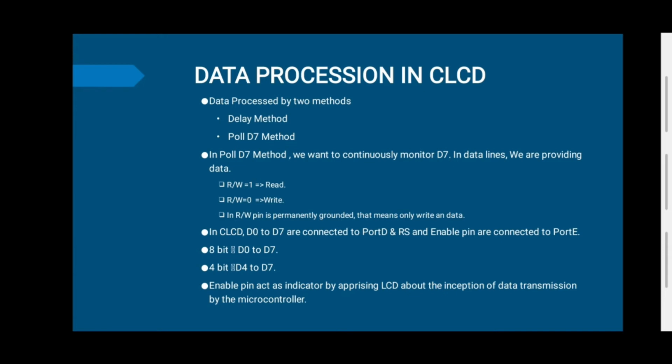In CLCD, D0 to D7 are connected to port D, and the RS and enable pins are connected to port E. 8-bit mode uses D0 to D7, 4-bit mode uses D4 to D7. The enable pin acts as an indicator, apprising the LCD about the inception of data transmission by the microcontroller.